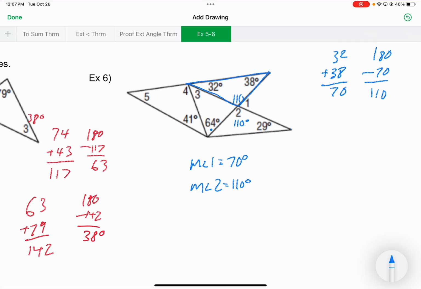The other way that Parker was thinking about it, and you might have just said this exact same thing: if you add together 32 and 38, that gives you the exterior angle, which is right here, 70 degrees. Is that what you were talking about up there? That's another way you could do it too. Yeah, that's what we were talking about.